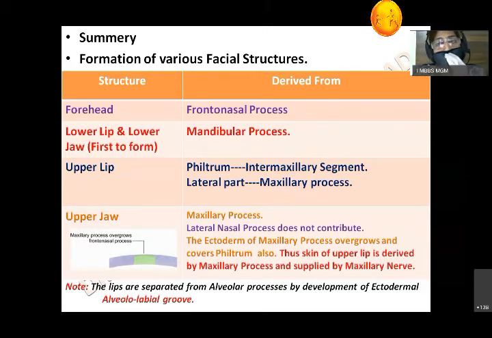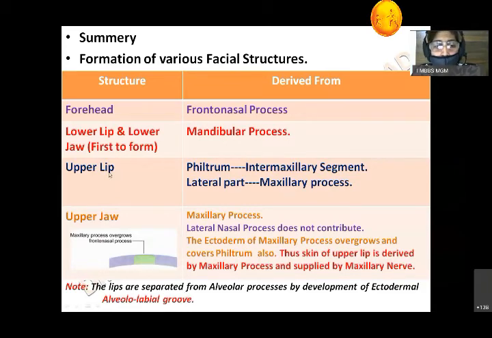Now the lips are formed, the jaw is also formed, but the lips should be separated from the jaw. So this is a note given. The lips are separated from the alveolar processes by development of an ectodermal alveolo-labial groove. Alveolo is jaw, labial is lip. In between the lip and the jaw, a groove develops and that separates the upper lip from the jaw and the lower lip from the jaw. So lip and jaw, how are they separated? By the alveolo-labial groove. Clear hai?